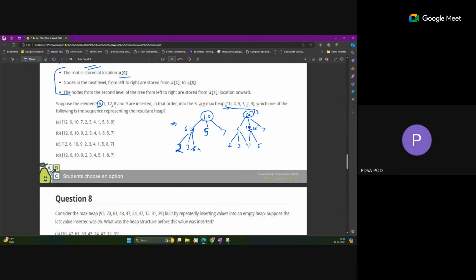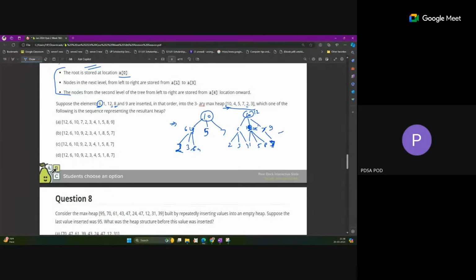Okay, in the path. Now next is 8. 8 will be inserted here. So 8 is smaller than 10, so no problem. Now next is 9. So 9 we are adding. 9 will be inserted as the first child of 7. Now this is a violation. So 9 will replace 7. So insertion is performed in the same way, but this time we are maintaining 3 children.